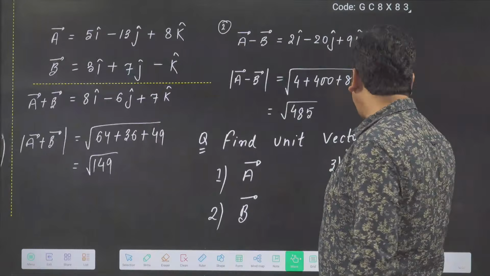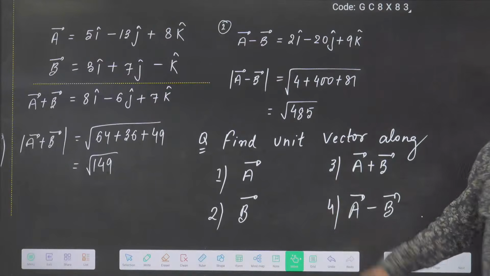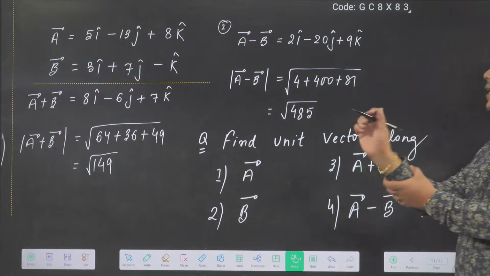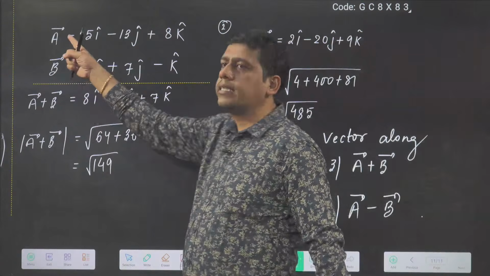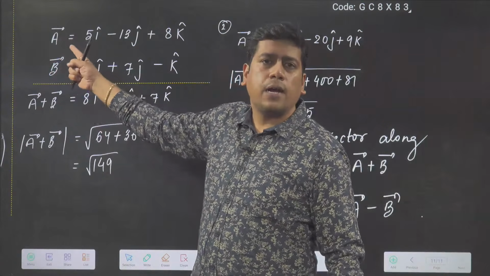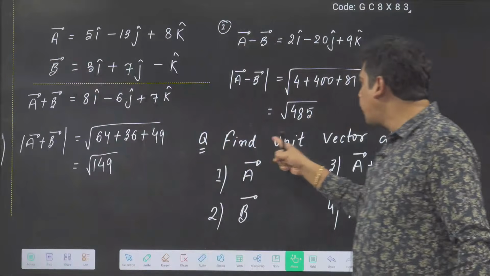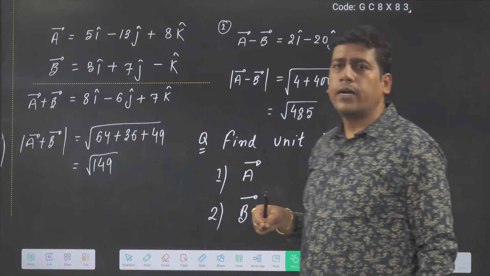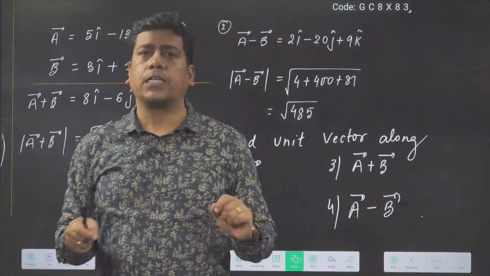Now, unit vector along. This was the question I wanted to ask. What is the unit vector along A vector plus B vector? The question will be given like this: A vector and B vector will be given, and they will ask you directly, find the unit vector along A vector plus B vector. So first we have to find A vector plus B vector.